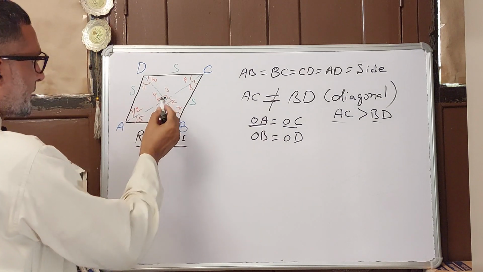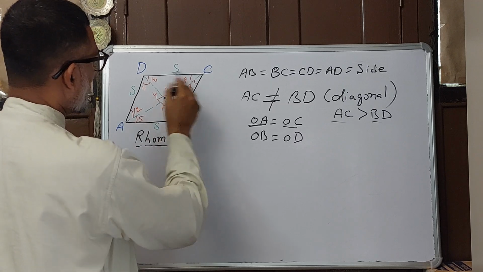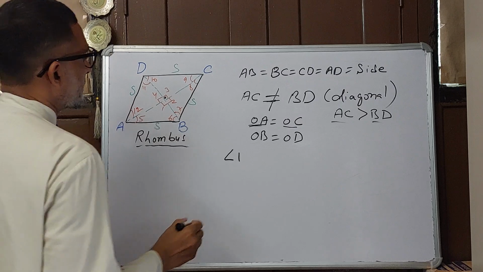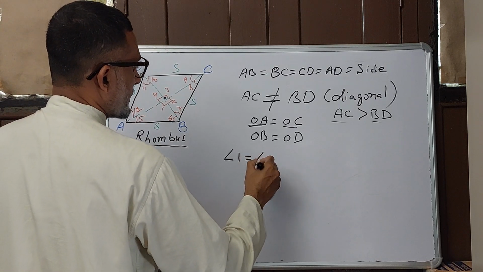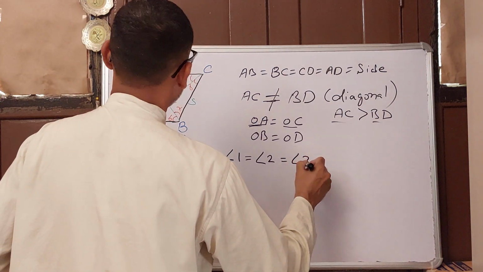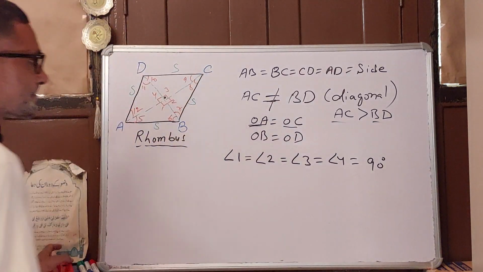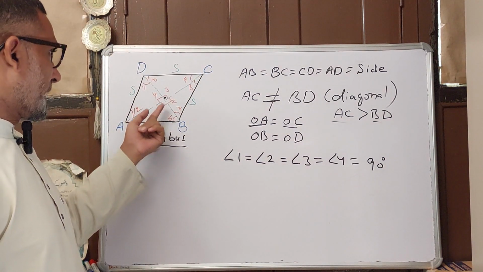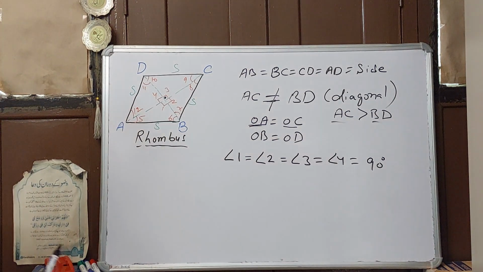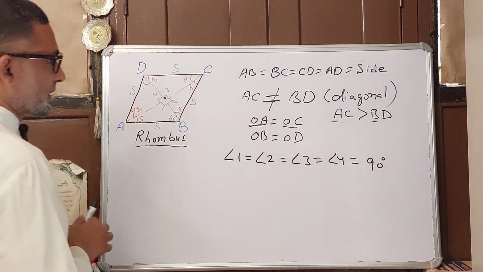But a square and a rhombus have some things the same, like the sides. When the sides are equal, then the angles made at the center by the cutting diagonals are also equal. Angle 1 is equal to angle 2, angle 2 is equal to angle 3, angle 3 is equal to angle 4, all are equal to 90 degrees. The angle will also be 90 degrees as in a square, because the sides are the same.